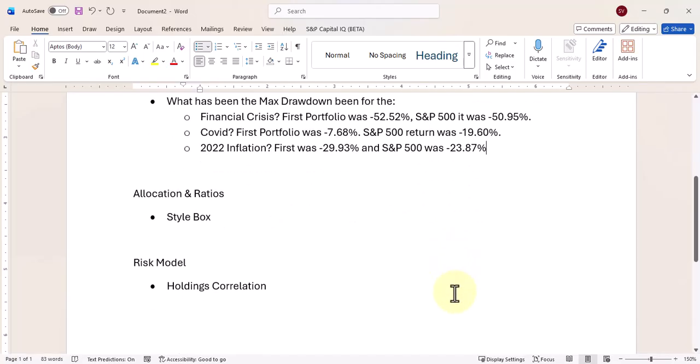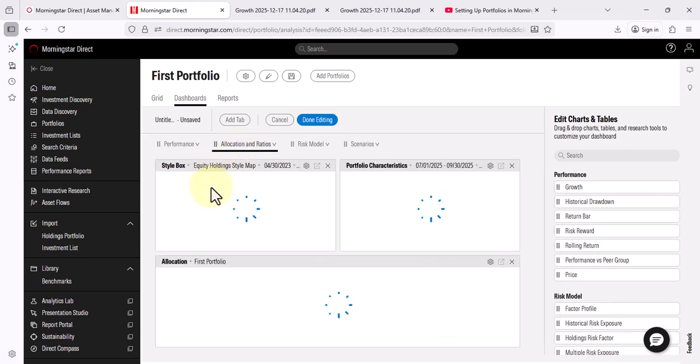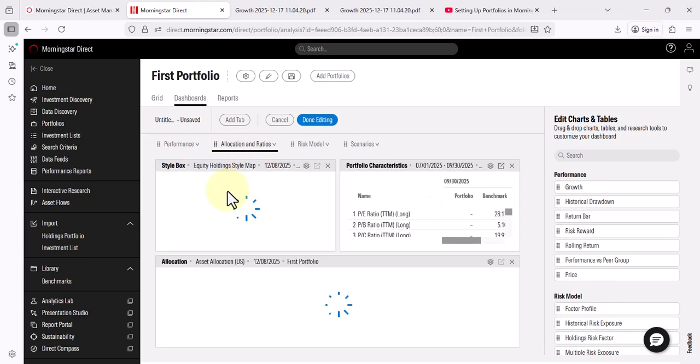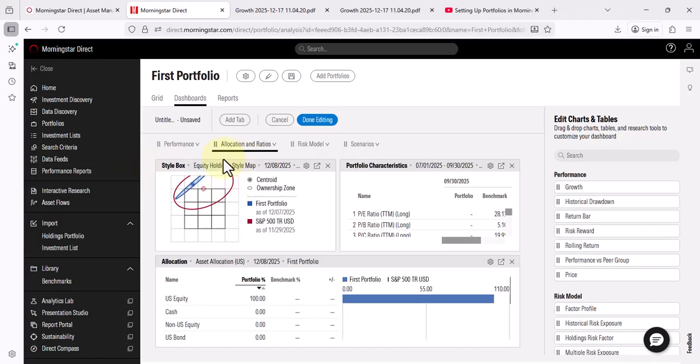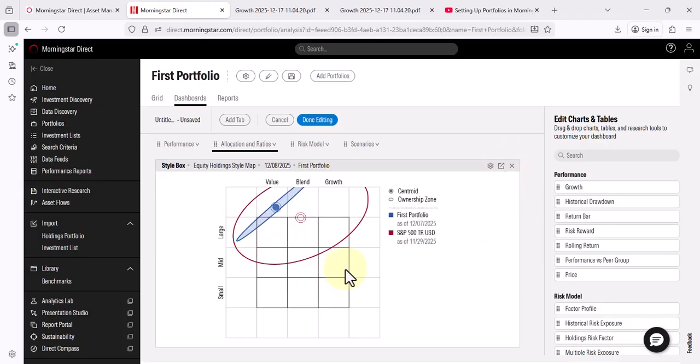Moving on to our next area, allocation and ratios. I want to pull up the style box. It's something you'll commonly see, to get an idea of where our portfolio is relative to our benchmark. If you're in the default dashboard, it's going to show up up here. Up here is the style box. We'll make this a little bit larger and get rid of some of this other stuff so we can take a good look at this.